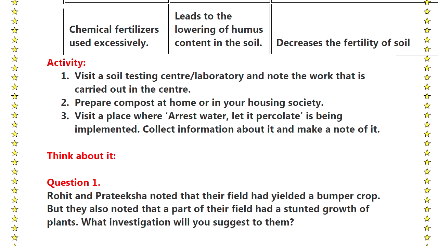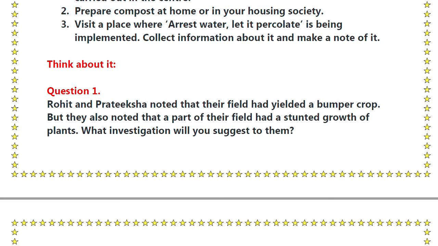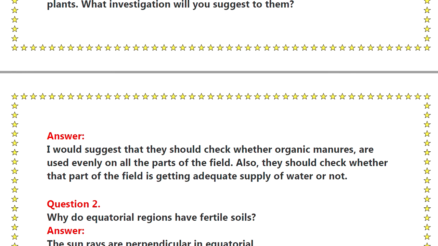Next, think about it. Question number 1. Rohit and Pratiksha note that their field has yielded a bumper crop, but they also noted that a part of their field has a stunted growth of plants. What investigation will you suggest to them? Answer. I would suggest that they should check whether organic manures are used evenly on all parts of the field. Also, they should check whether that part of the field is getting adequate supply of water or not.